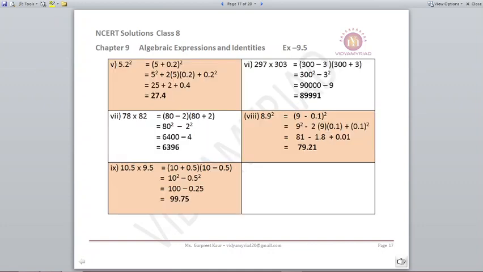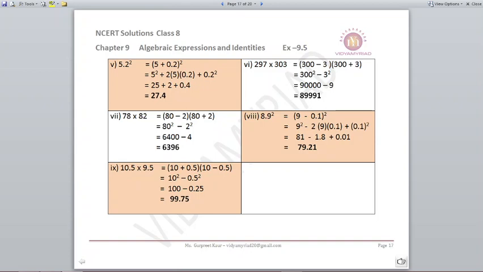Next, 5.2 square. This can be written as 5 plus 0.2 the whole square, which is a plus b the whole square, can be written as 5 square plus 2 into 5 into 0.2 plus 0.2 the whole square. You get your answer as 27.04.